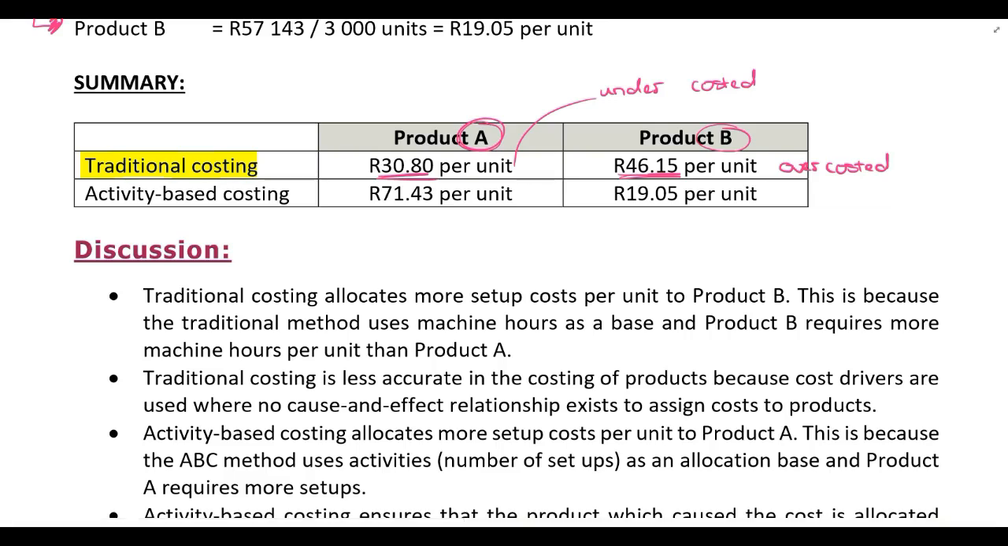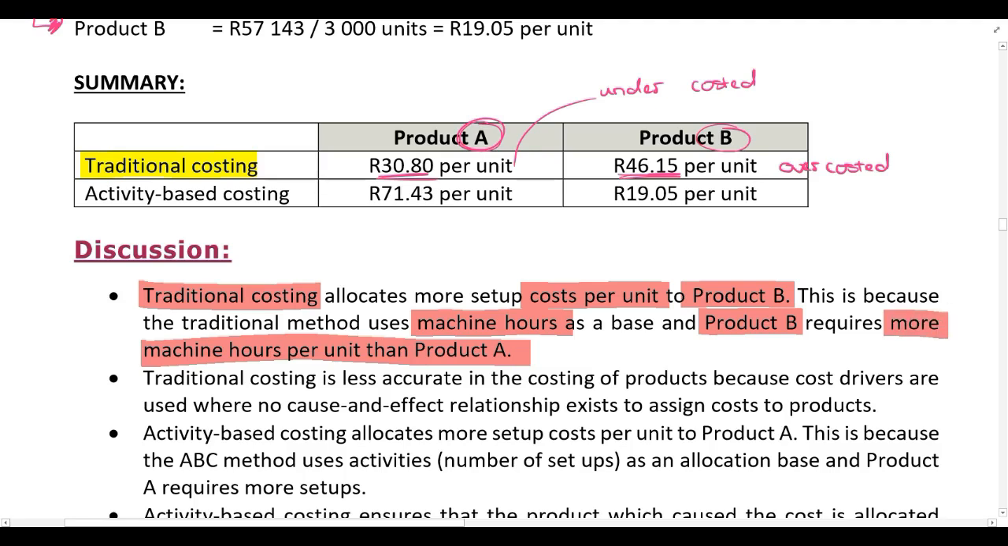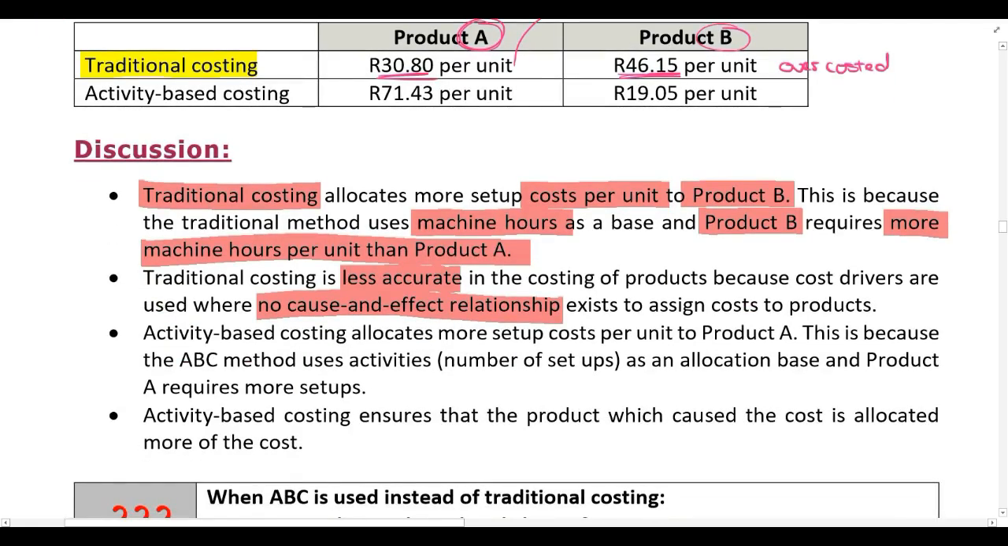So you can see in our discussion, when we use traditional costing, we allocated more of the setup cost to product B, and this was because we were using machine hours as our base, and product B required more machine hours than product A. So the problem with traditional costing is it is less accurate in the costing of our products because we are not picking cost drivers where there's a cause and effect relationship. We are just using random or arbitrary cost drivers like machine hours.